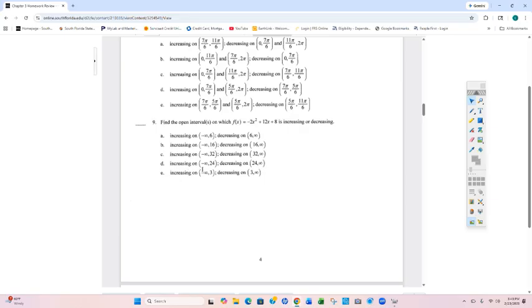D, increasing on the interval -infinity, 24, decreasing on the interval 24, infinity. And E, increasing on the interval -infinity, 3, decreasing on the interval 3, infinity. The answer to number 9 is E, and that is from section 3.3.